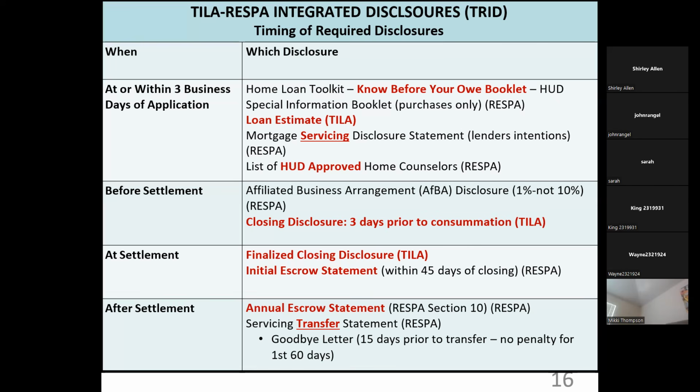We may send it out to someone else. But after settlement, after the loan actually closed, that's when the lenders made the decision that they actually were not going to keep it. So they have to give a 15-day notice and a 60-day grace period. They send out a letter. They call it a goodbye letter. "Goodbye, this is ABC Servicing, this is ABC Bank. We're going to transfer the servicing of your loan."